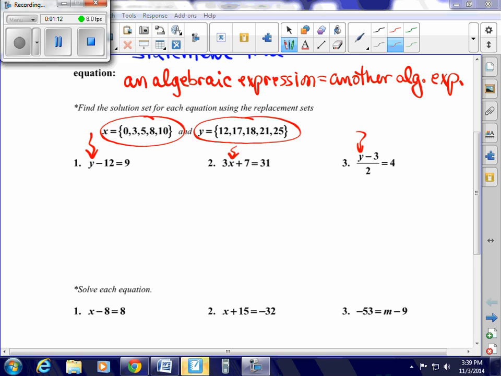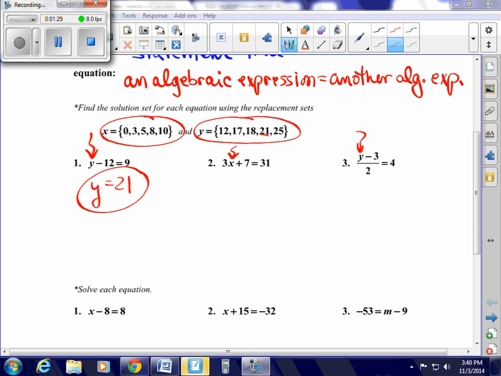In number 1, when we solve for y, what number minus 12 is equal to 9? Well, y would be equal to 21, right? And since 21 is a part of our replacement set, the solution is y is equal to 21.